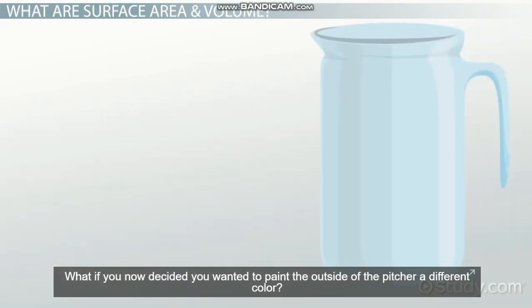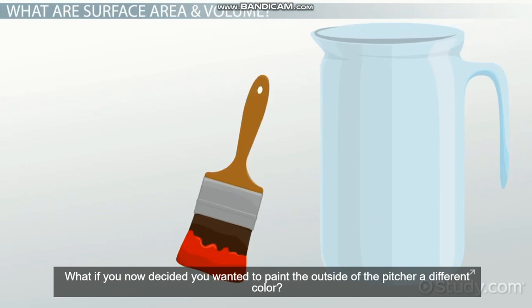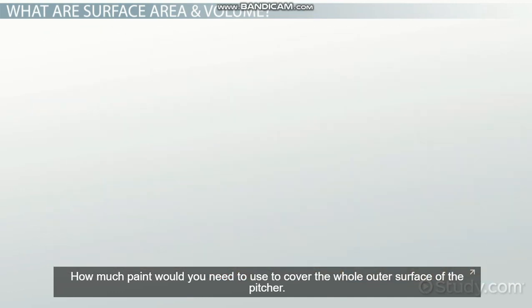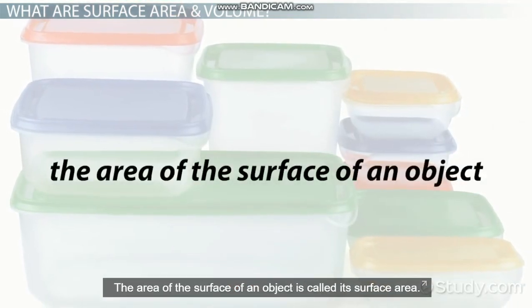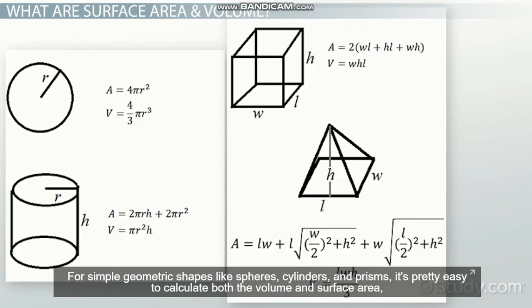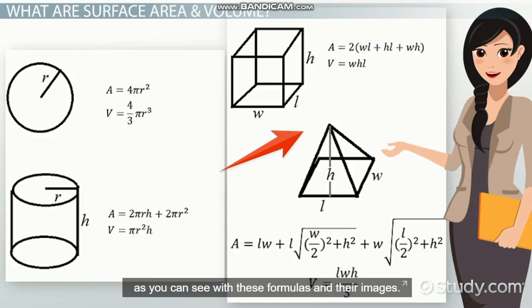What if you now decided you wanted to paint the outside of the pitcher a different color? How much paint would you need to use to cover the whole outer surface of the pitcher? The area of the surface of an object is called its surface area. For simple geometric shapes, like spheres, cylinders, and prisms, it's pretty easy to calculate both the volume and surface area, as you can see with these formulas and their images.